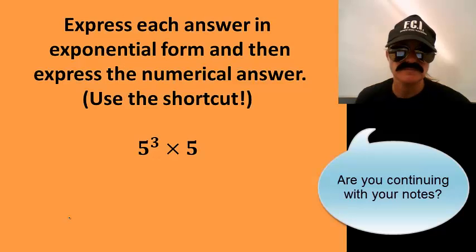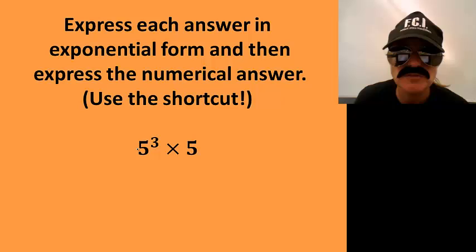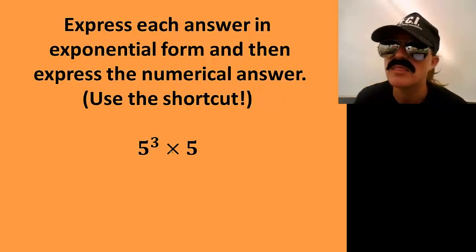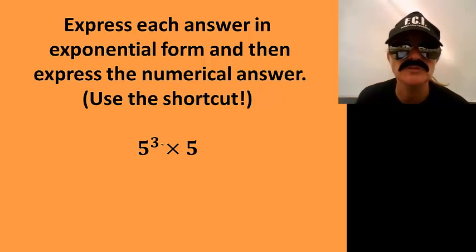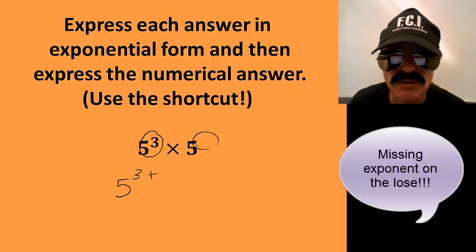Let's try one. First of all, it's the same directions. We're going to make sure our bases are the same. They are. So we just have to add the exponents. I'm going to write the base of 5. I'm going to add my exponents. 3 plus, there is no exponent here.